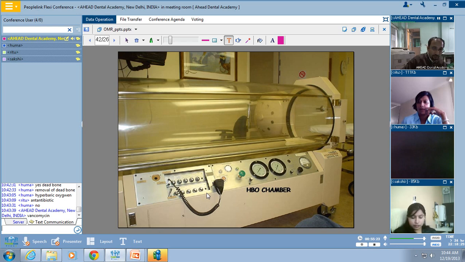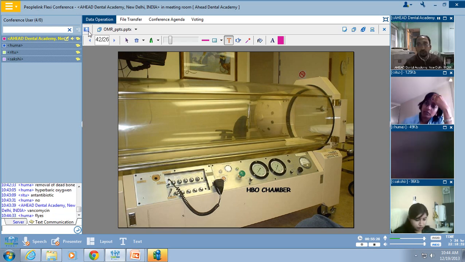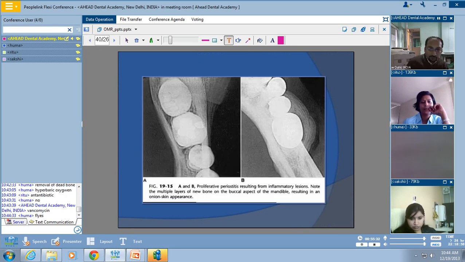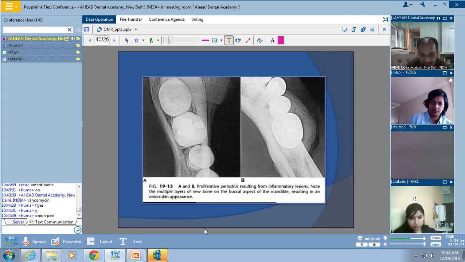Now one more question in this. Can you see this? Can you make out this appearance? This appearance is called the onion skin appearance. Okay? Onion peel, onion skin, it's the same thing. Now, the reason why I have written it down, yes, it is onion peel. In which all conditions do you see the onion peel appearance?